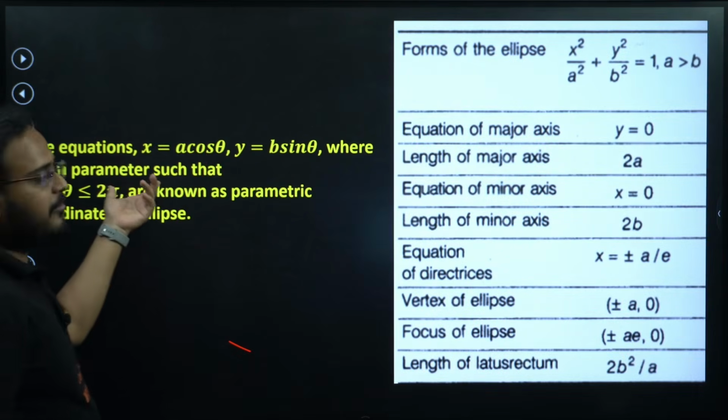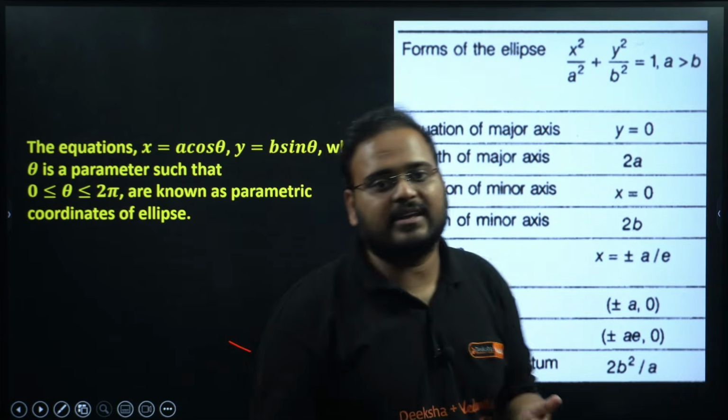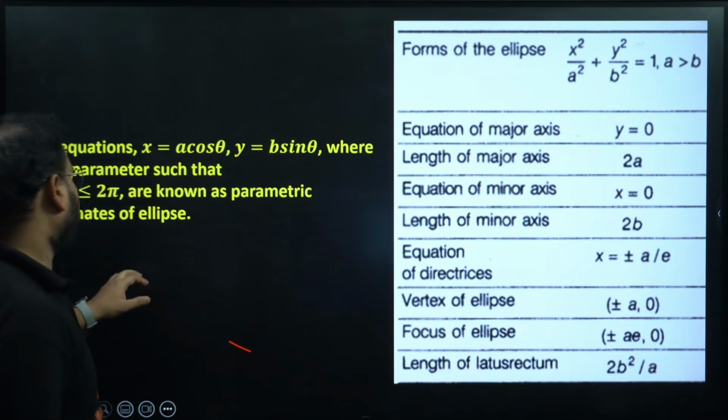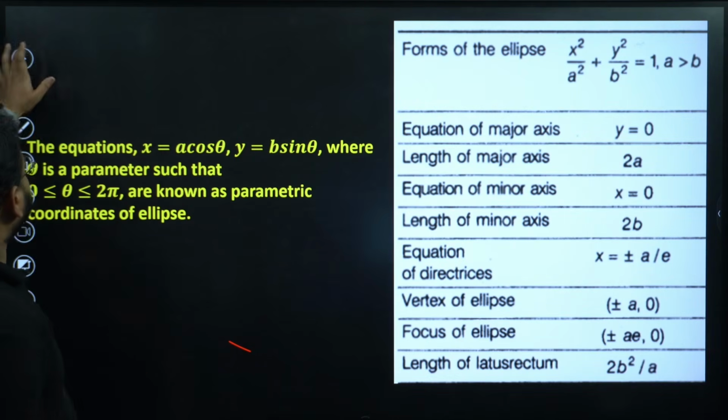And this is again in the parametric form. Okay. x is a cos theta and y is b sin theta, theta between 0 and 2 pi. Okay. Parametric form. Clear.